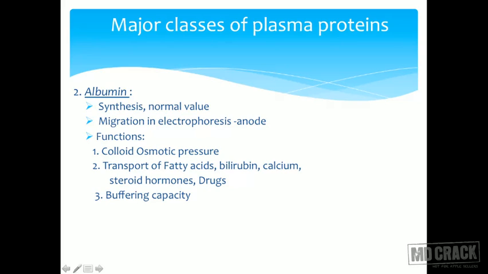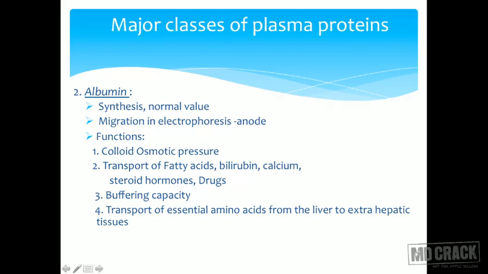Always remember, whenever I say a protein has got a buffering capacity, I mean it is mainly the histidine residues present in the protein which are responsible for the buffering action of that protein. I keep repeating that. Other than that, albumin is responsible for the transport of essential amino acids from the liver to the extrahepatic tissues, to wherever they are required. Whichever amino acid is required, albumin will help in the transport of these essential amino acids.